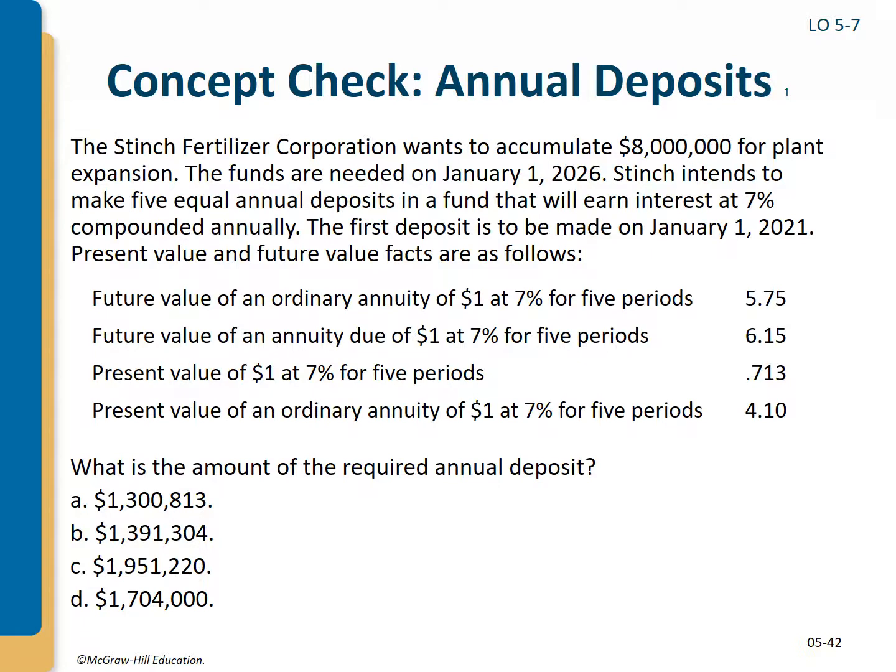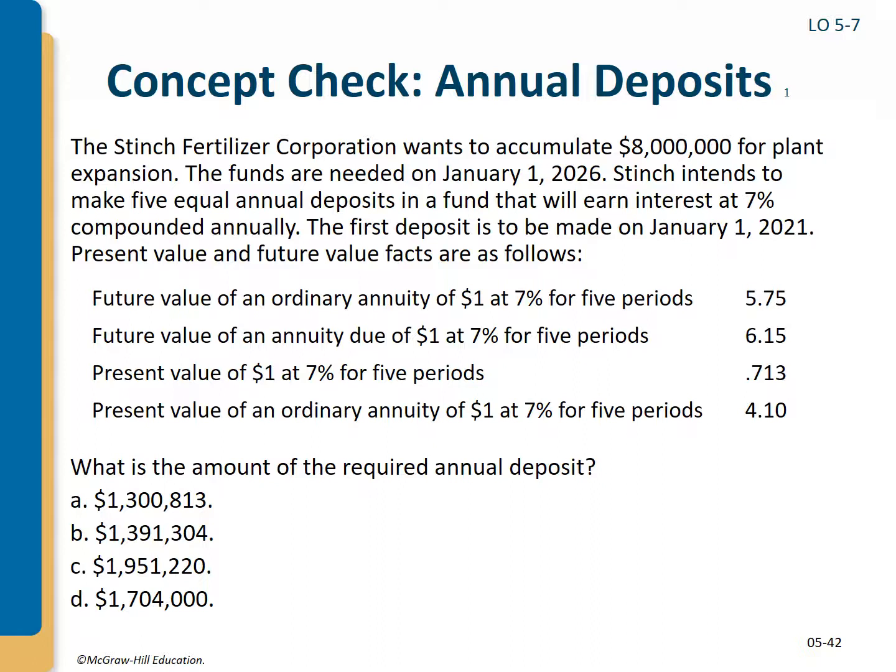The Stinch Fertilizer Corporation wants to accumulate $8 million for plant expansion. The funds are needed on January 1, 2026. Stinch intends to make 5 equal annual deposits in a fund that will earn interest at 7% compounded annually. They're going to make the first deposit on January 1, 2021. So let's make a drawing. What is the amount of the required annual deposit?